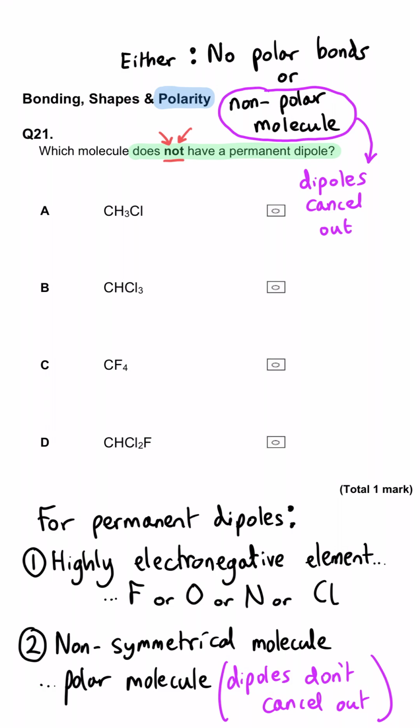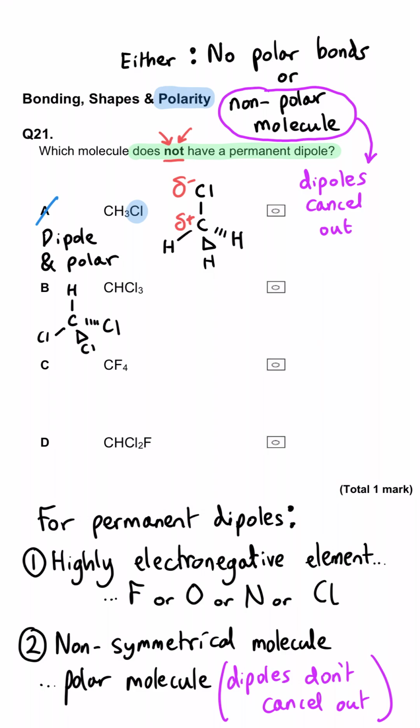In A, we've got the chlorine, which is one of the highly electronegative atoms, and this molecule is non-symmetrical. So this will have a permanent dipole, and it will be a polar molecule. In B, we've got 3 chlorine atoms, and these chlorine atoms will all be in slightly different directions to each other, but there aren't 4 of them in this tetrahedral arrangement, so they don't cancel each other out precisely, and so this will be a polar molecule with one area being slightly negative and the other being slightly positive.